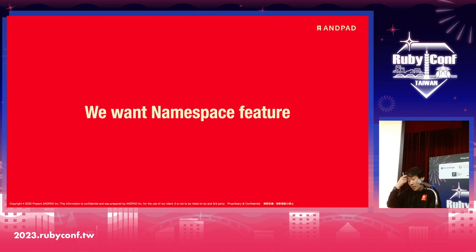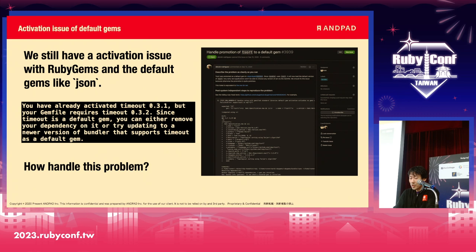So the final topic is the namespace feature. RubyGems and Bundler are unable to resolve activation issues, which occur when attempting to activate a gem within RubyGems or Bundler. As a result, gems activated by RubyGems or Bundler cannot be used in your application. For example, RubyGems and Bundler use some of the default gems internally. So you may encounter this error message in your Rails application like this.